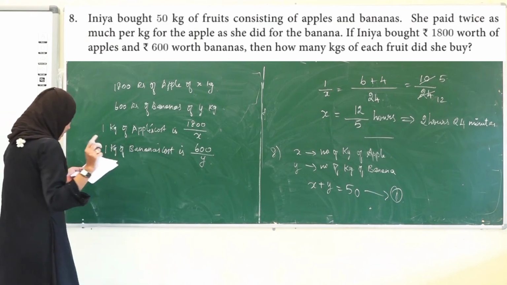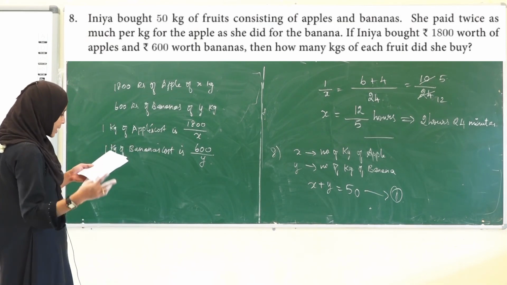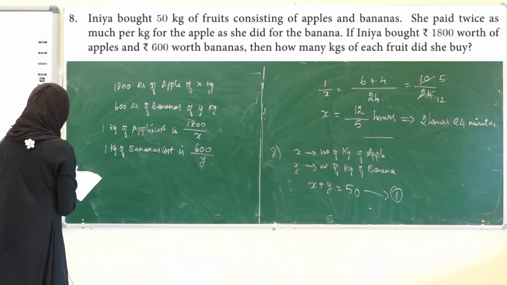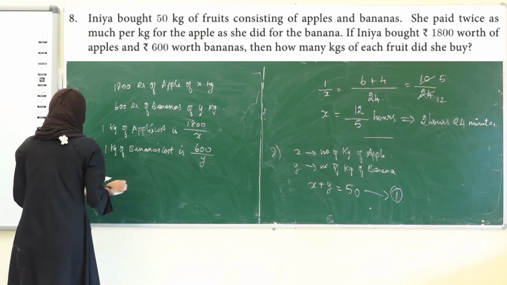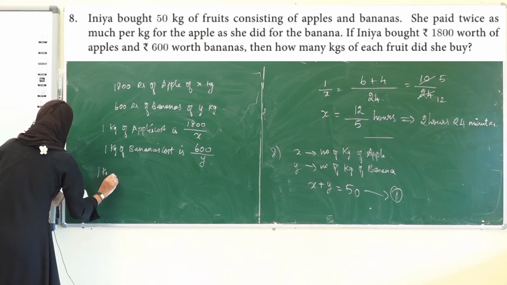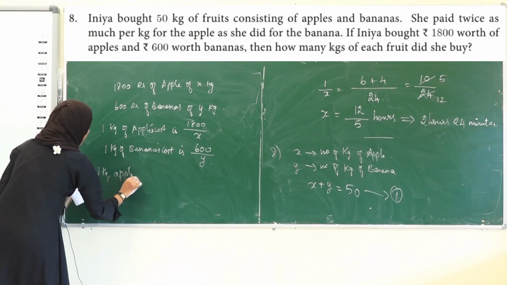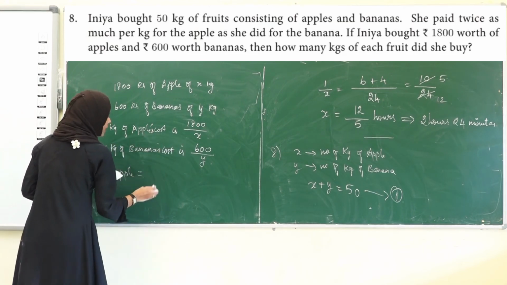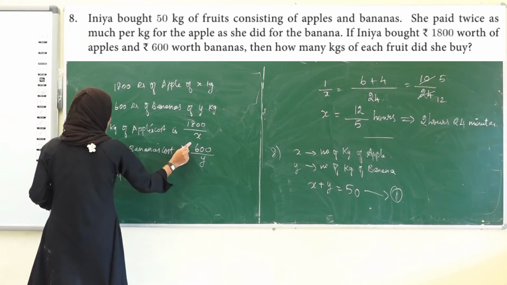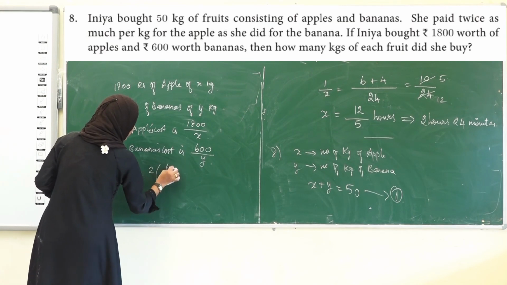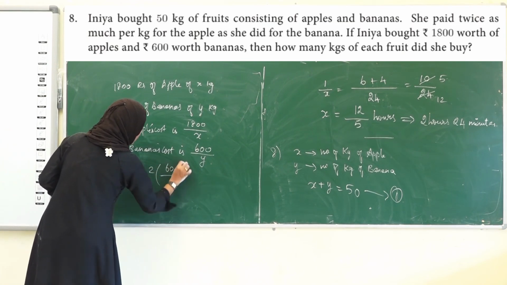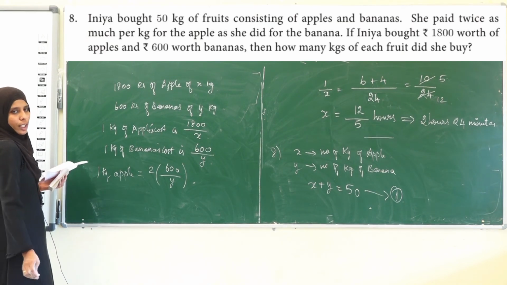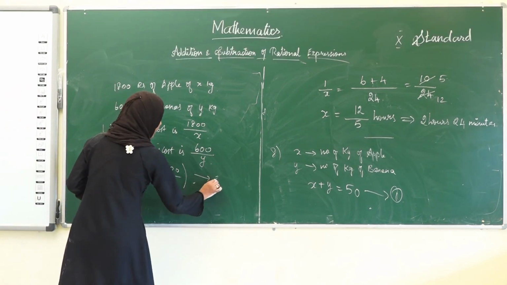They have given the second condition: she paid twice as much per kg for the apple as she paid for banana. That means, see here, for 1 kg apple she had paid 1800 divided by x. For that she had paid twice the amount for banana per kg. 1 kg apple is equal to 2 into 600 divided by y. This is the second condition.